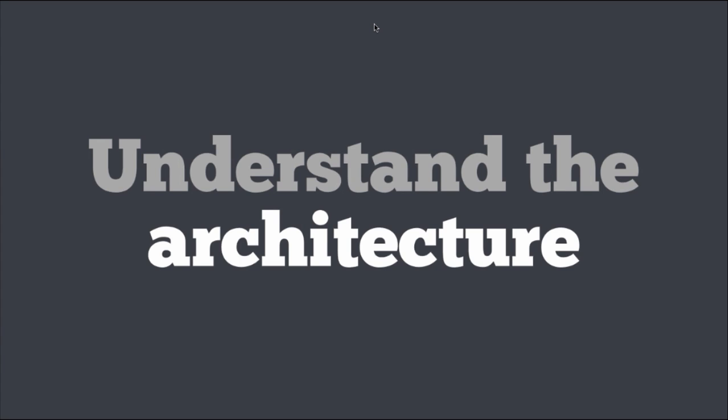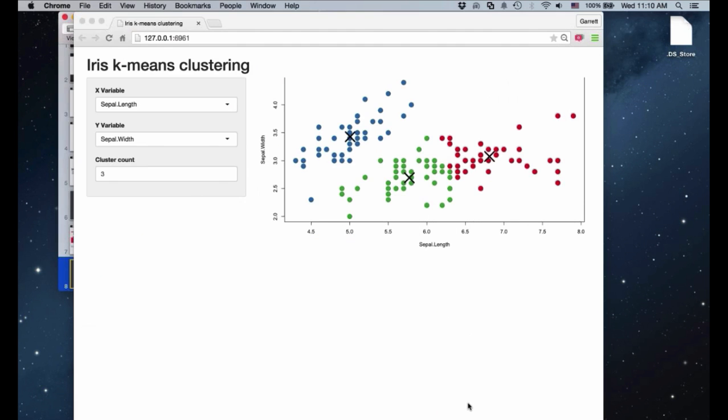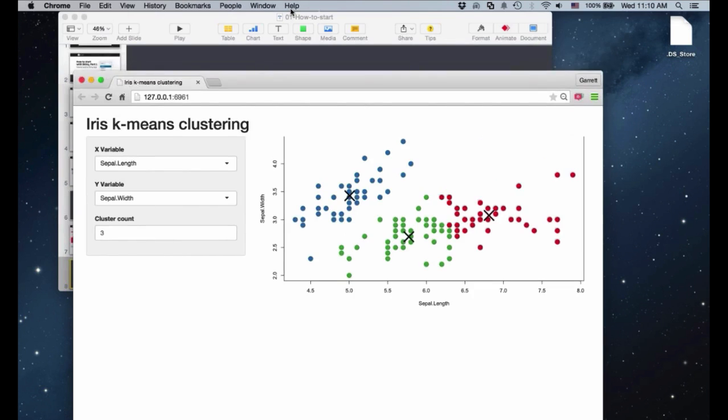Let's assume that you know R, and now you want to build Shiny apps. The first thing that I recommend you do is understand the architecture of a Shiny app. And to do that, we'll look at a real Shiny app. So if I leave the slides for a second and come over here, this is a Shiny app. It's a fairly simple app. You may have seen it before. It's an oldie, but a goodie. And what you'll notice is this app is a web page. This is just Google Chrome that I have open here.